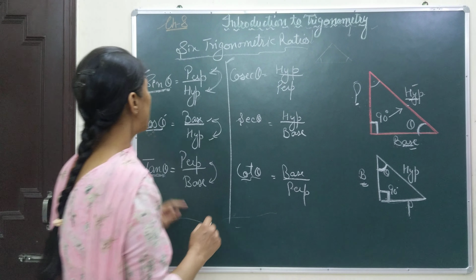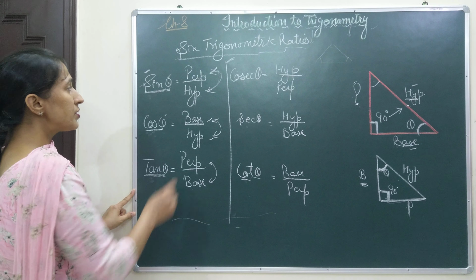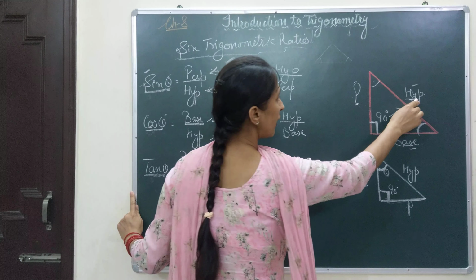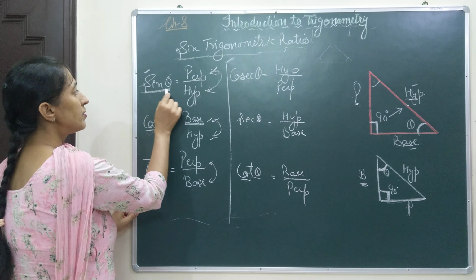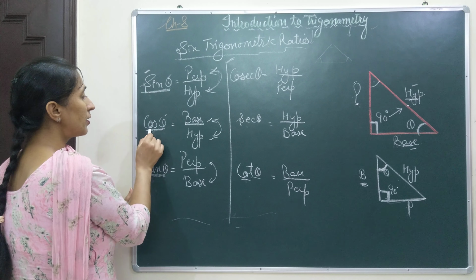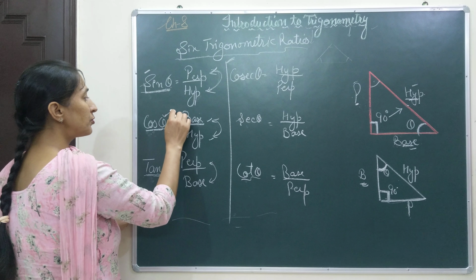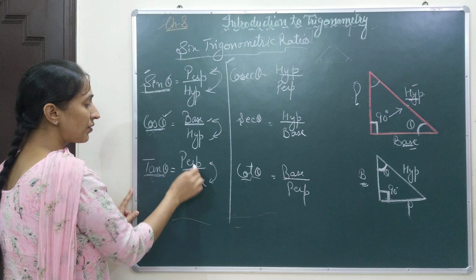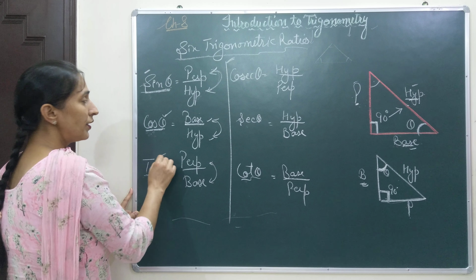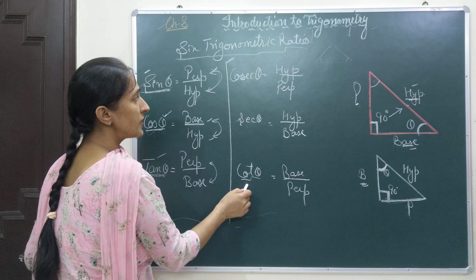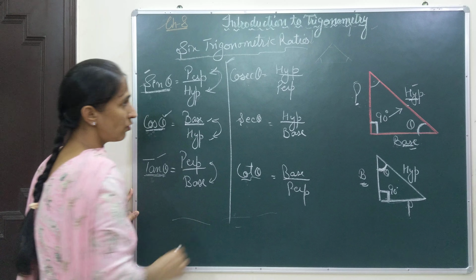Now the next thing is that we can find 6 trigonometric ratios. If I am using perpendicular and hypotenuse, I will get the sin theta value. If I am given base and hypotenuse, I will get cos theta, and if I am given these two things, then I will get tan theta, and by reciprocating these I will get cosecant, secant, and cot.